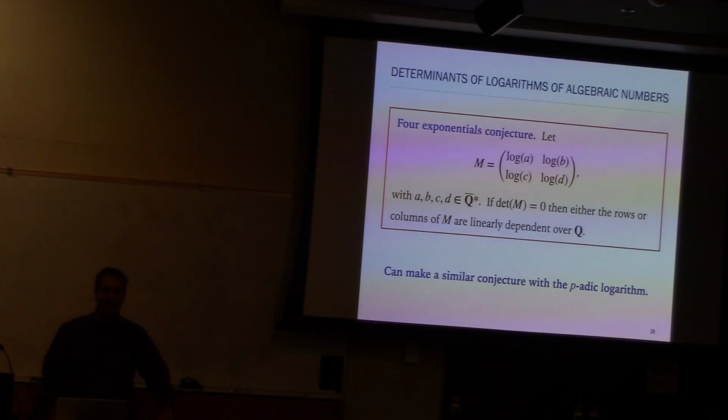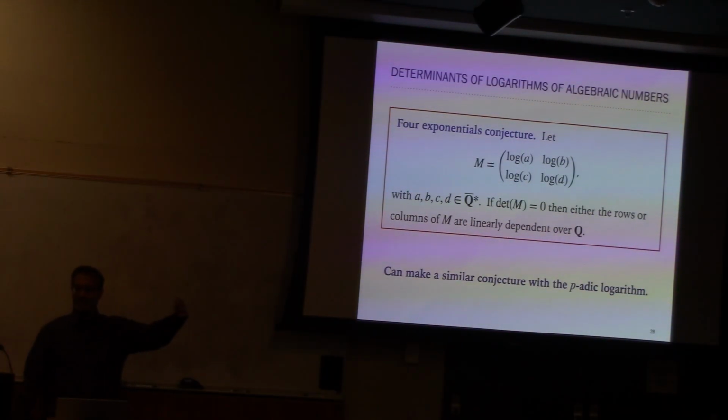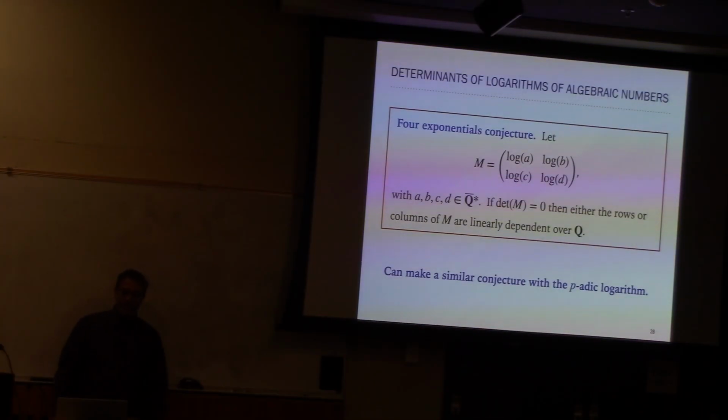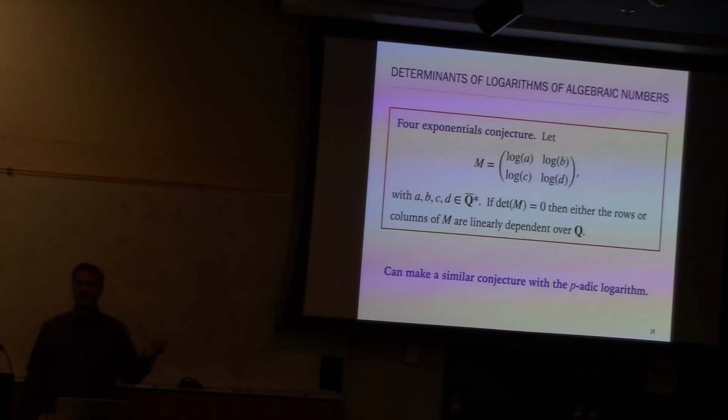So obviously if you take log 2, log 3, log 4, log 9, that determinant is going to vanish because one row is twice the other row, right? They're linearly dependent. We don't know how to prove that the only way a determinant like that can vanish is if the rows or the columns are linearly dependent over Q. Obviously, it can only happen if they are linearly dependent over C, that's linear algebra, but over Q, we don't know how to prove that.